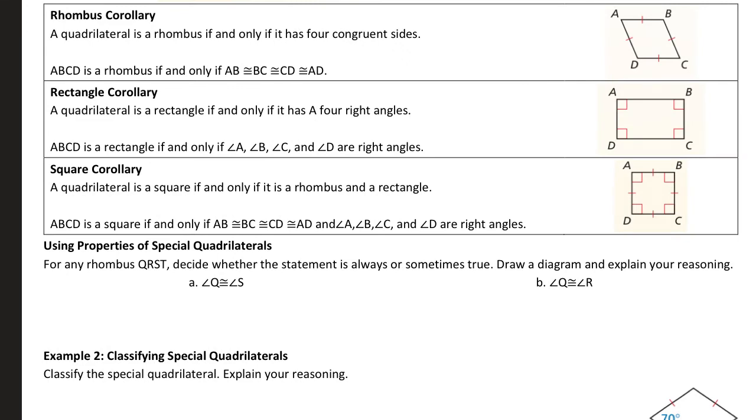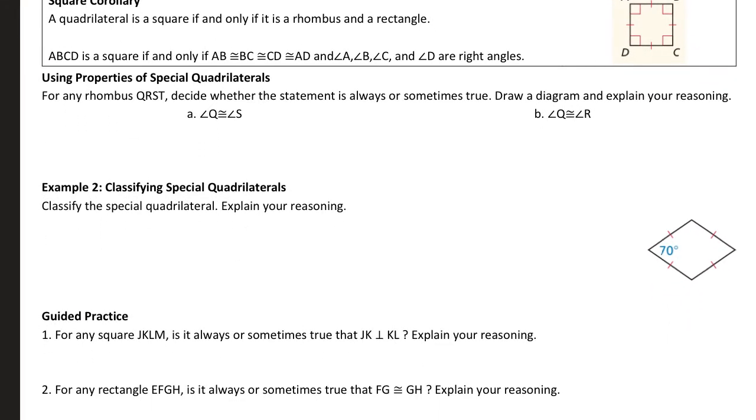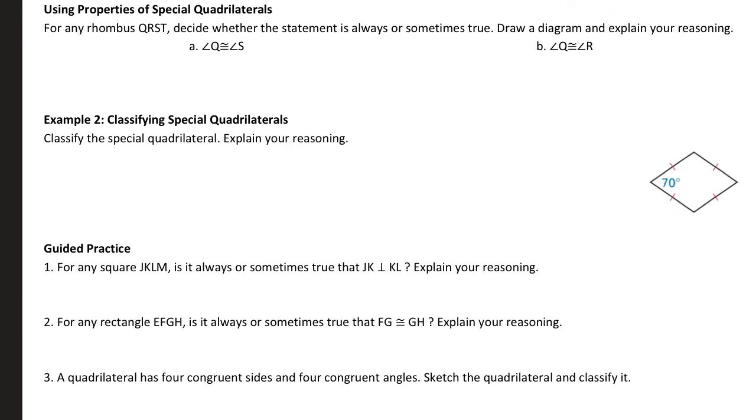Okay, so in our first example, we're going to be using properties of these special quadrilaterals. And the first one is talking about a rhombus, QRST. So in the middle of these two statements, I am going to draw a rhombus best I can, and it's QRST. And all I've told you so far is a rhombus, all four sides are congruent.